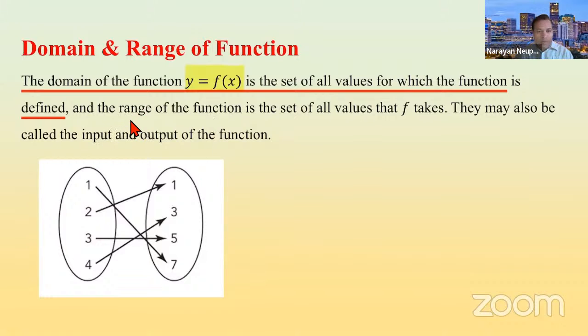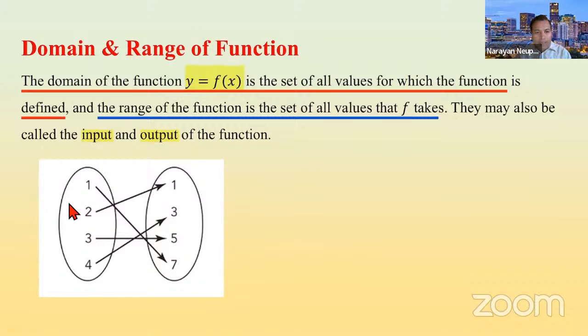And similarly, the range of the function is the set of all values that f takes, or these are the output values. The output values of the function are called the range. So the other way of saying it is: domain are input and range are output.